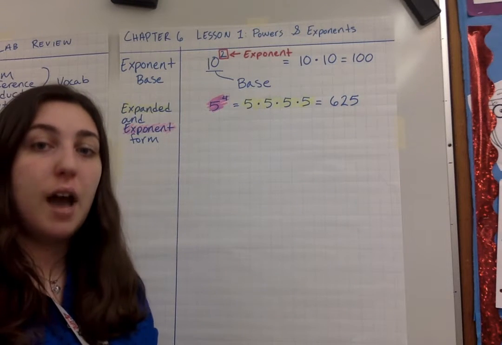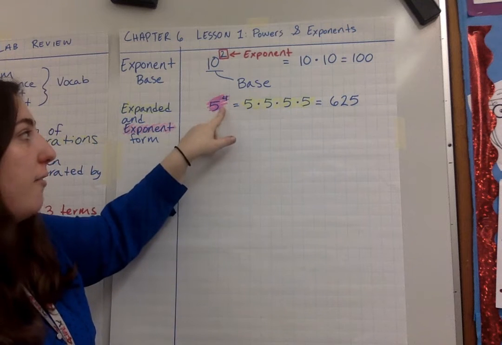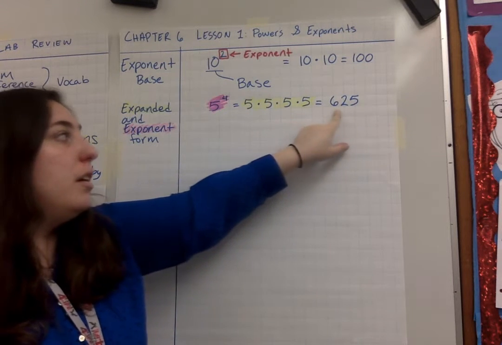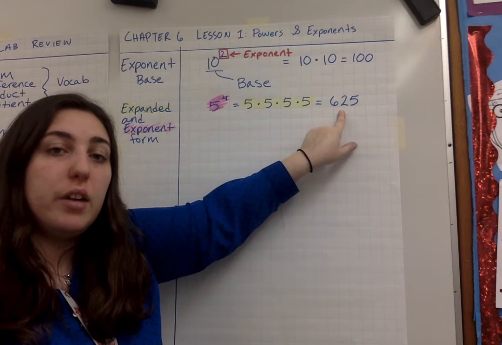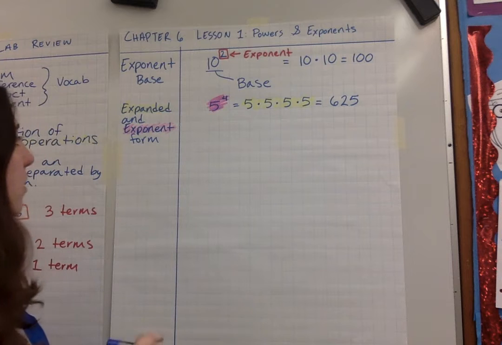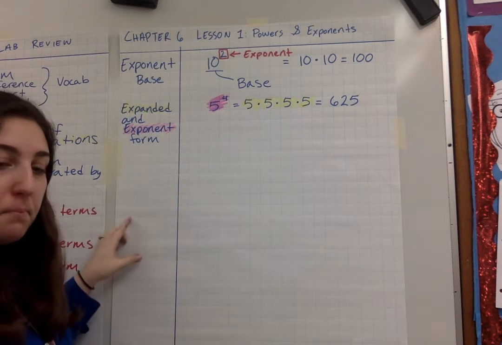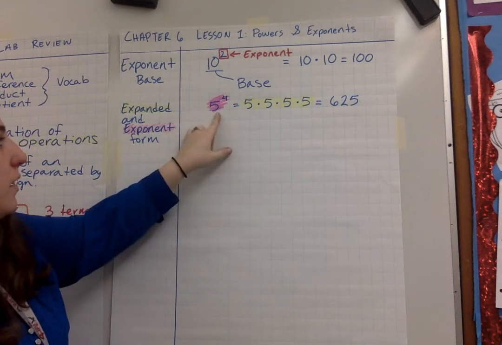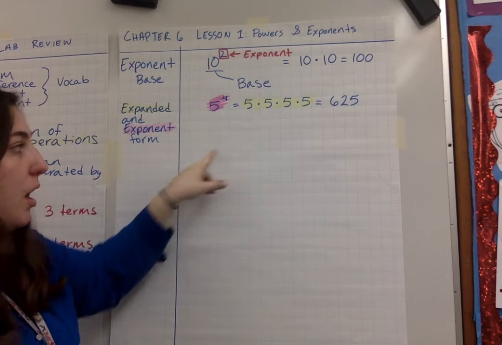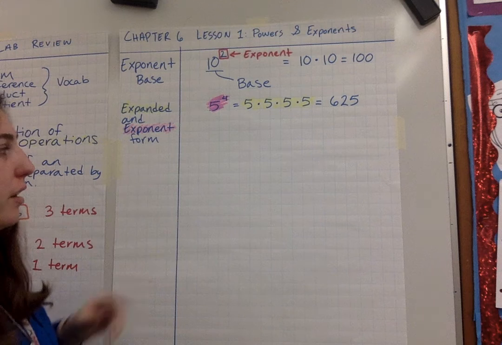So again, it's not 5 times 4, it's 5 times 5 times 5 times 5. And if you use your calculator, your answer is 625. Okay, so this is an example of our exponent form and our expanded form. Let's write a few more examples here.